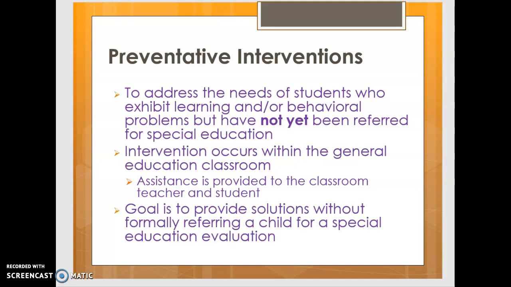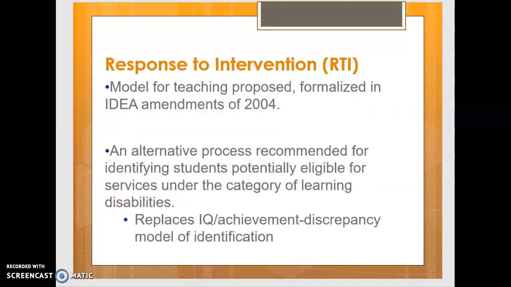Being labeled, quote unquote, as a special ed student has a negative stigma for students. So we want to make sure that we're not over-identifying or over-labeling students. Okay, so again, RTI, and you could really substitute MTSS here too, was in IDEIA, if you will, 2004. It's an alternative process recommended for identifying students potentially eligible for services under the category of learning disabilities. It basically replaces, as we talked about, the IQ achievement discrepancy model.